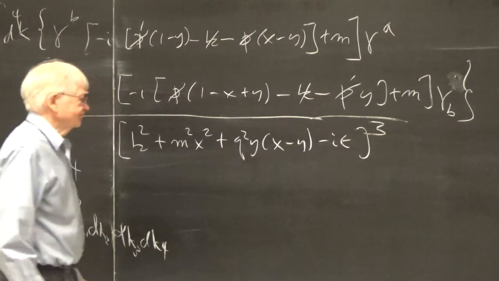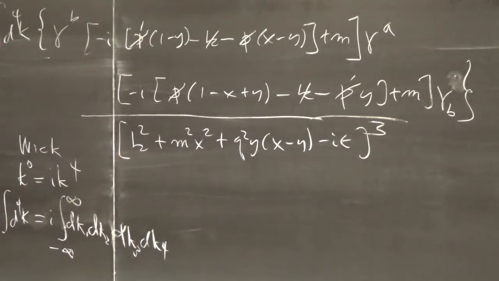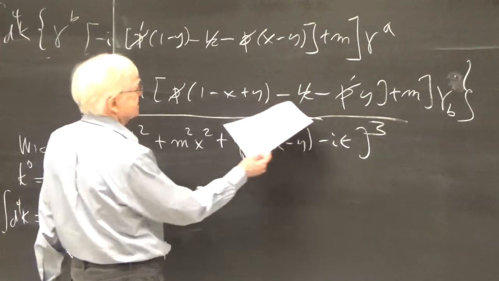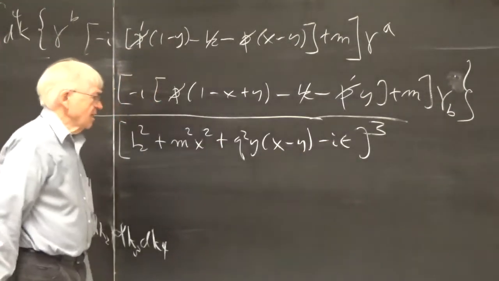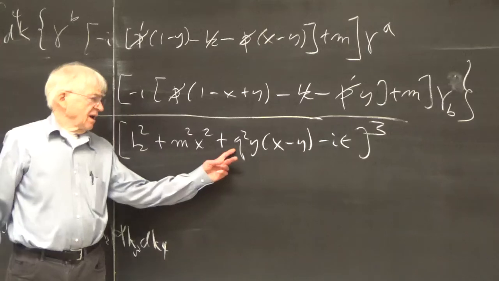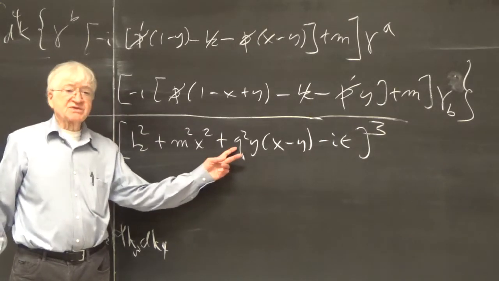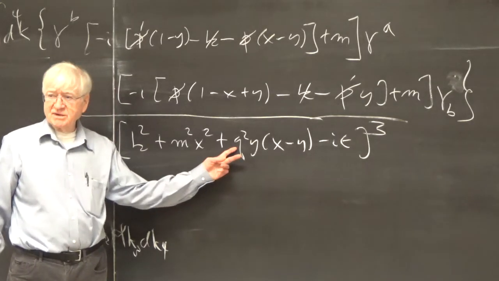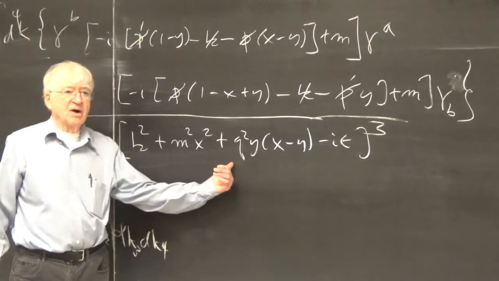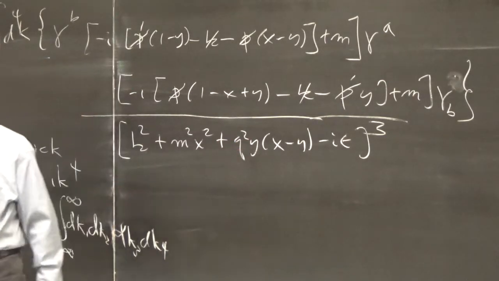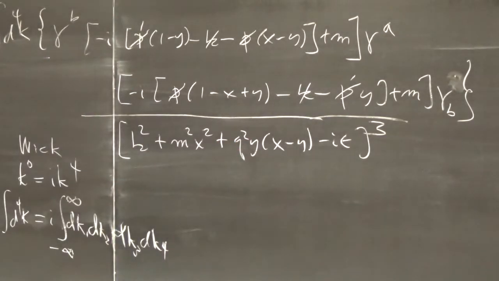So, let's see. Actually, we don't even need to rotate q because there isn't any q in the numerator. But otherwise, we're just going to assume that q squared is positive. Because if q squared is negative, there's still a pole here, and one needs the i epsilon. So we're sort of tacitly assuming that q squared is positive.